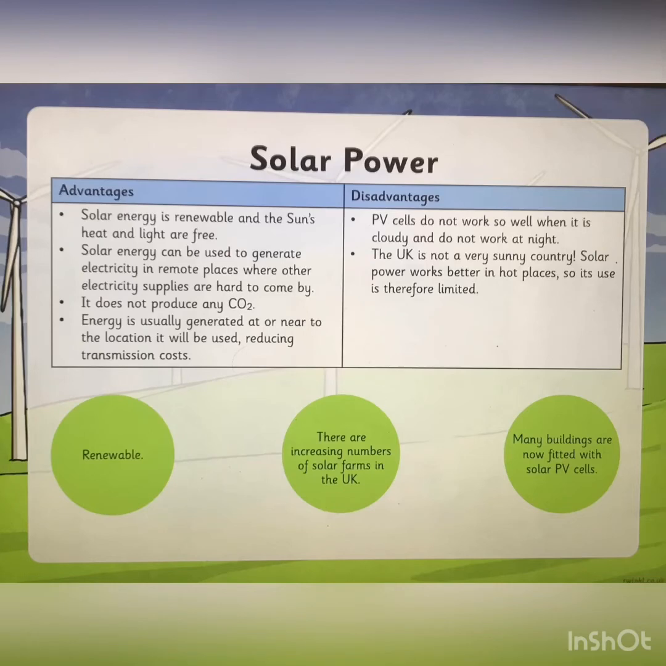Some disadvantages are that PV cells just don't work when it's cloudy or nighttime, so you have to generate your power on a sunny day, otherwise you're out of luck. The UK is not very sunny, so solar power isn't very convenient for them to use.